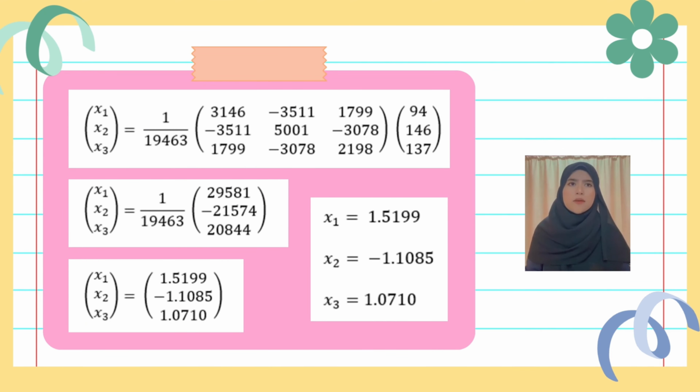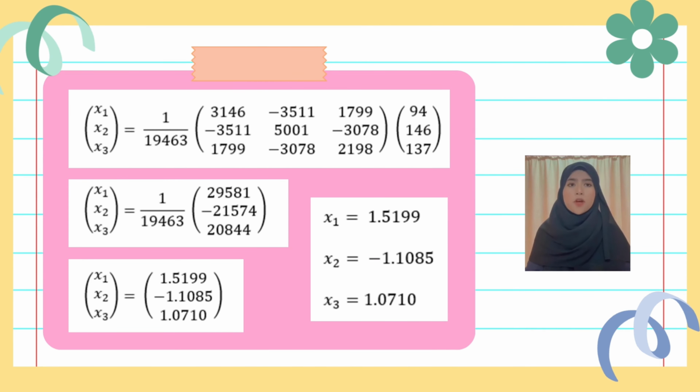Okay, we will take this and multiply by our vector 94, 146 and 137. So x1, x2 and x3 will be equal to 1 over 19463 times 3146, negative 3511, 1799, negative 3511, 5001, negative 3078, 1799, negative 3078 and 2198 times 94, 146 and 137. So this will give us 1 over 19463 times 29581, negative 21574 and 20844.